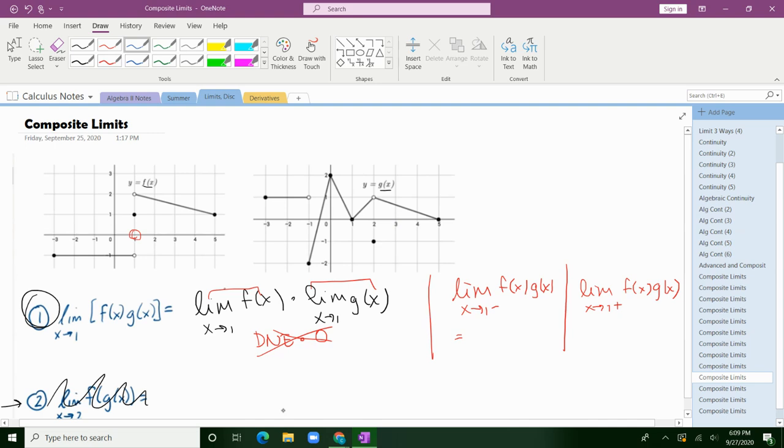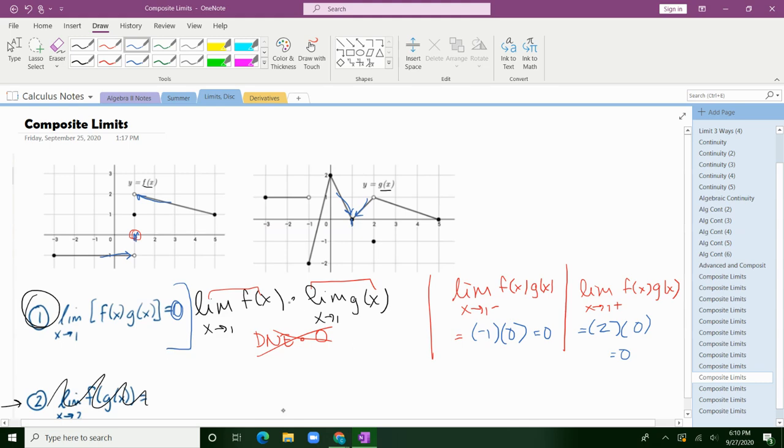So the limit as x approaches 1 from the left of f of x is -1. The limit as x approaches 1 from the left of g of x is 0. That gives me 0. The limit as x approaches 1 from the right of f of x is 2, and the limit as x approaches 1 from the right of g is 0. In both cases, it's 0, so the overall limit is 0.